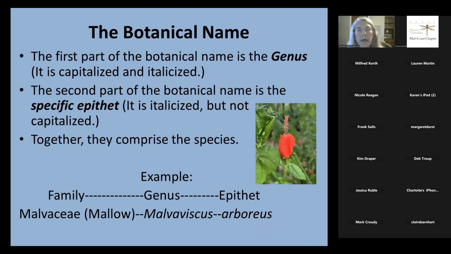The botanical name, the first part of it is going to be capitalized and italicized. The second part is not capitalized, but it's also italicized. Together they comprise the species. So for example, with the Turk's cap, the genus is Malvaviscus, and the second part, the epithet, is arboreus. Together that makes up the species Malvaviscus arboreus, and it's in the mallow family, or Malvaceae.